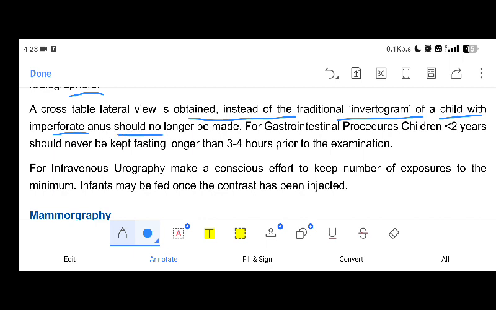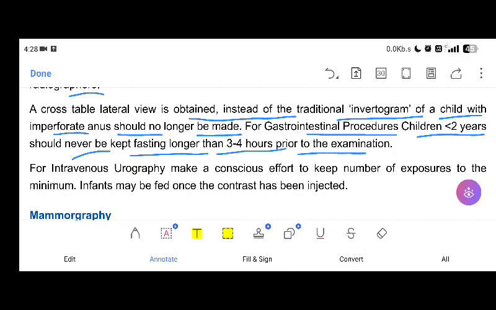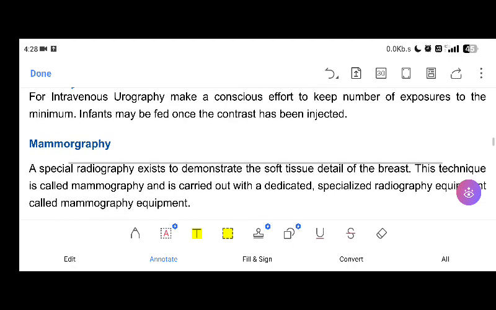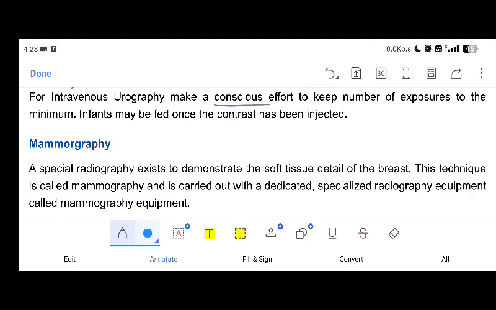A cross-table lateral view is obtained instead of the traditional invertogram of a child with an imperforate anus, which should no longer be made for GIT procedures. Children less than 2 years should never be kept fasting longer than 3 to 4 hours before the examination. For intravenous urography, make a conscious effort to keep the number of exposures to a minimum, and infants may be fed once contrast has been injected.